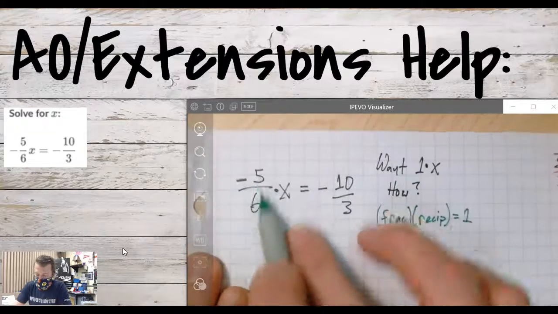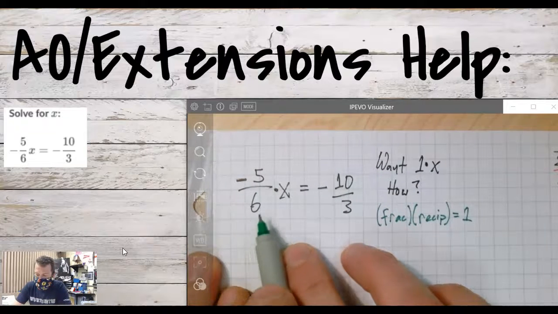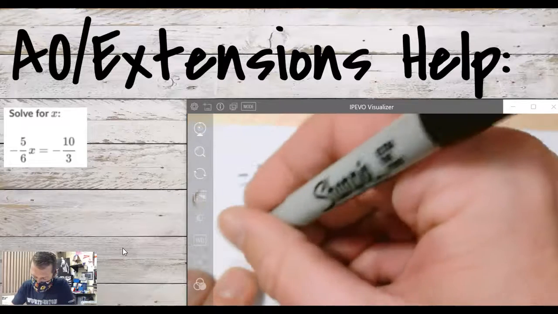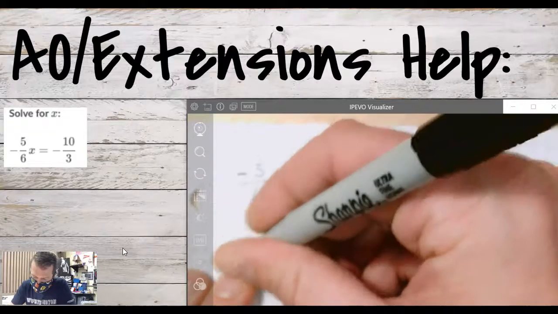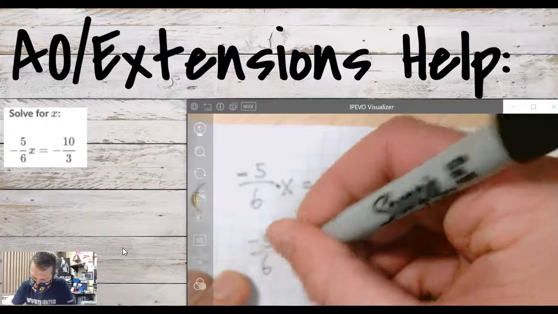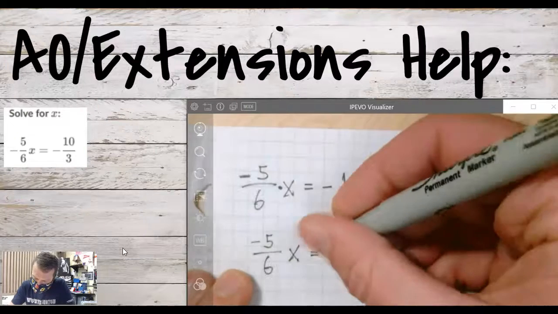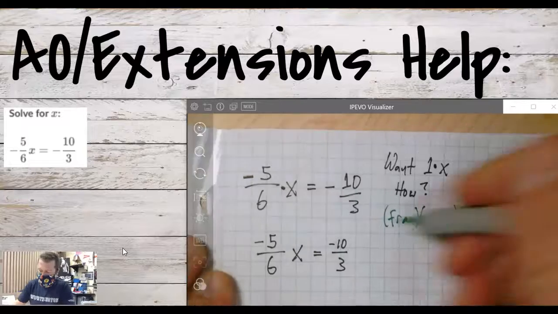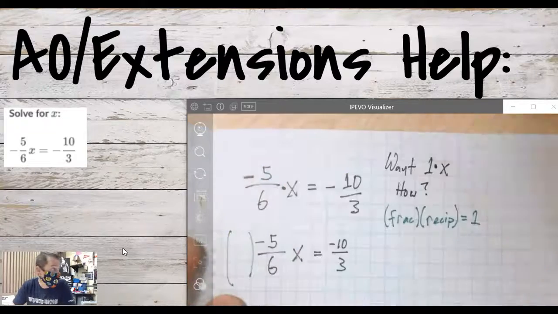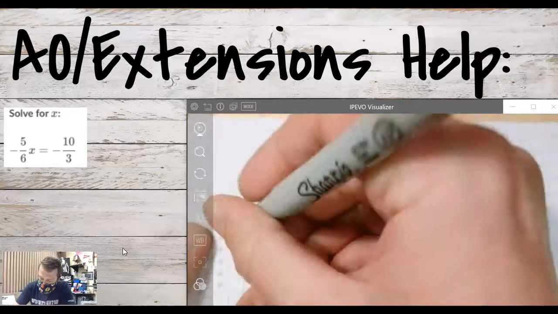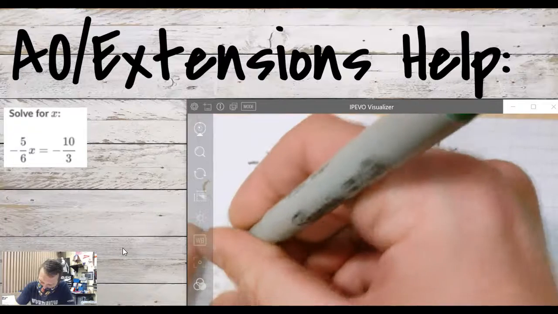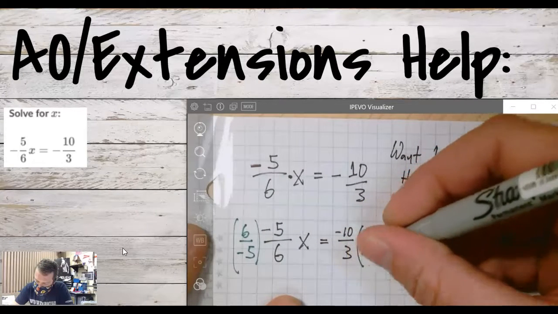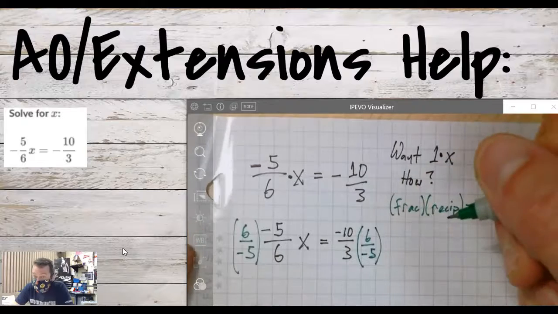So the reciprocal of negative 5/6, we just flip it. Now I'm going to rewrite this so I have a little bit more space. So this is just me rewriting the problem again so I have more space. So the reciprocal, I'm going to write this in green since I wrote that note up there in green. The reciprocal, we flip it, and we put the 6 on top now and the negative 5 on bottom, and we do it on both sides. 6 on top, negative 5 on bottom.